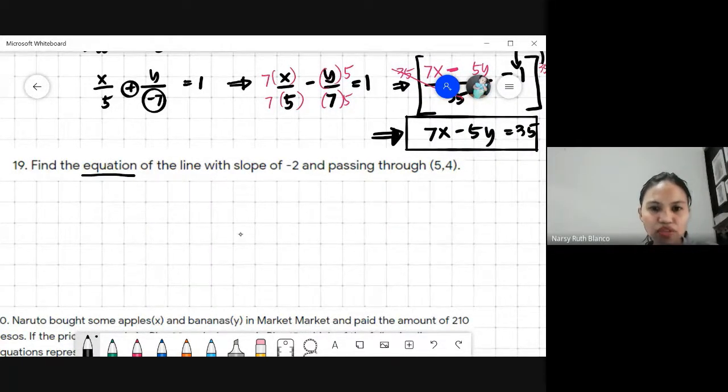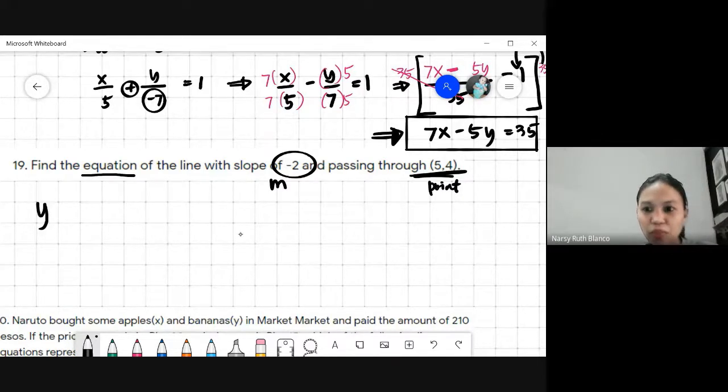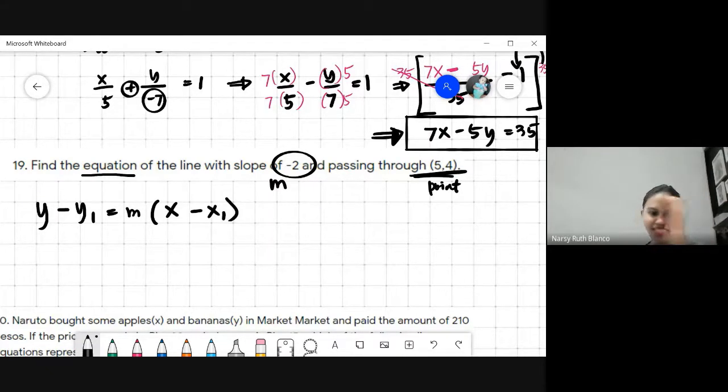Ayan, number 19, down to the last two numbers tayo. Find the equation of the line whose slope is negative 2 and passing through 5 and 4. So, here ang given ay slope and a point. So, for a slope and a point, we use the slope point form. Ito yung pangalawang form sa diniscuss ko nung huling meet natin. So, y minus y sub 1 is equal to m times x minus x sub 1. Ayan. So, yan po ang ating susundin.